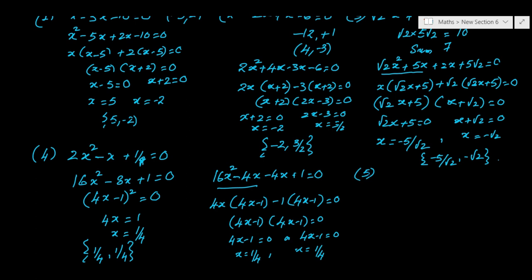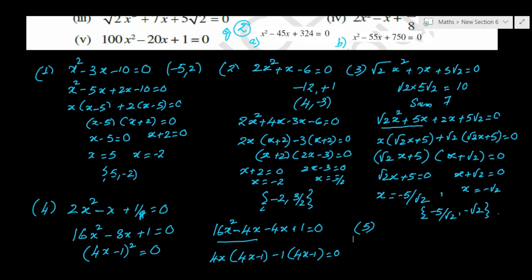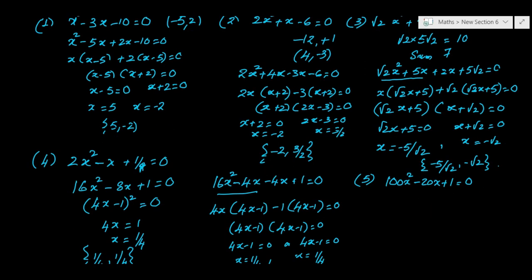So next, the fifth problem. The fifth problem, 100x² − 20x + 1 = 0. Again, this is nothing but (10x − 1)² = 0. 10x = 1, or x = 1/10. As it is a quadratic equation, it will have two roots. The two roots are 1/10 and 1/10.